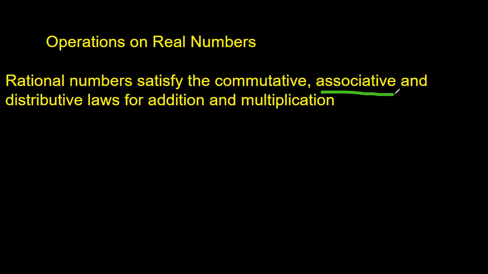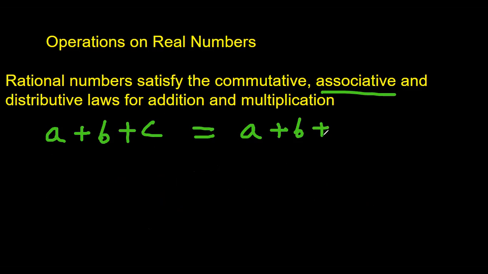Then we have the associative law. If you have three rational numbers, let us first write in terms of a, b, and c. So what we want to say is (a plus b) plus c will be the same as a plus (b plus c). So associative means whether we put the bracket in the first two or in the last two, the overall sum will be the same.